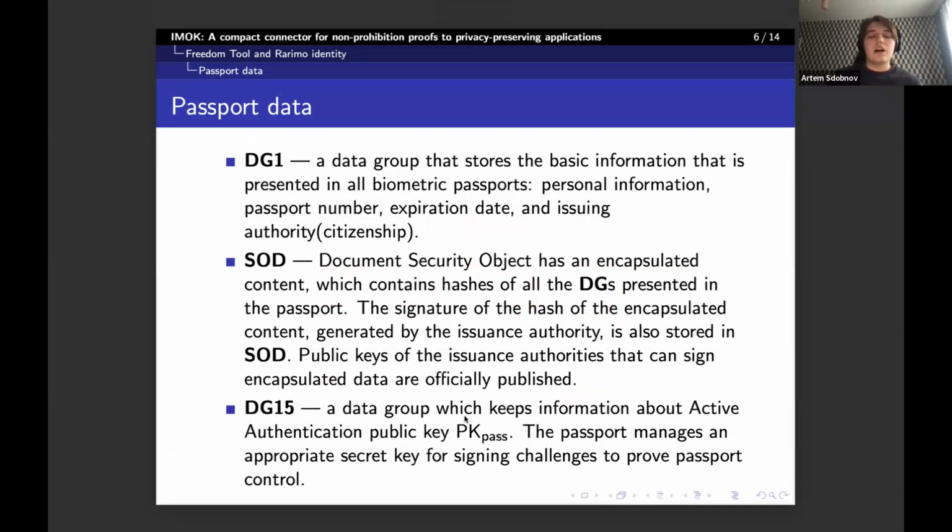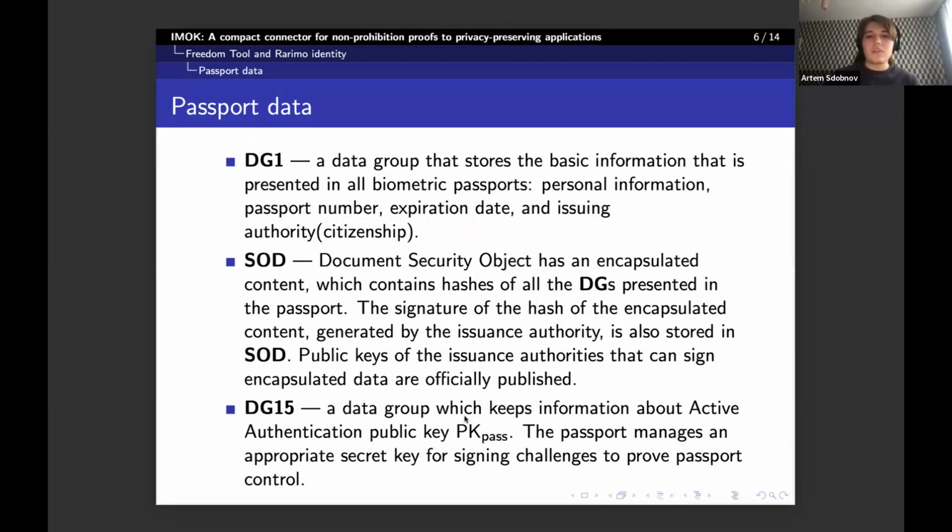Here I want to present you some data groups. Data group 1 stores your basic information, like name, surname, passport number, expiration date, and issuing authority.